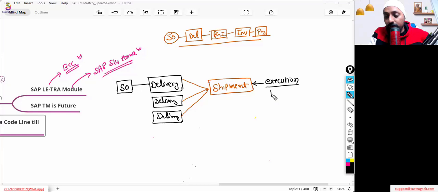Under execution, it will be pick, pack, load, ship. These different things you will be doing and noting down: when the picking has been done, when packing has been done, when loading has been done, when shipping has been done, and when the final goods issue has been done. Okay. Now with this shipment, there is another document which you will be creating here.